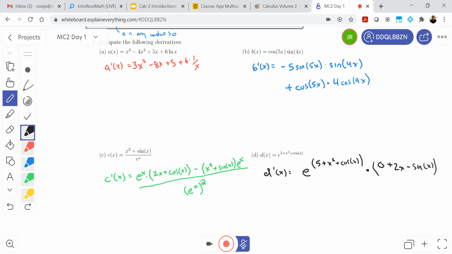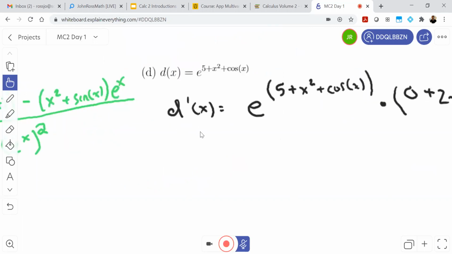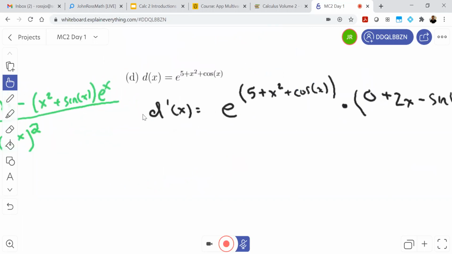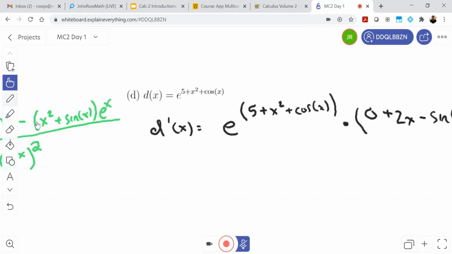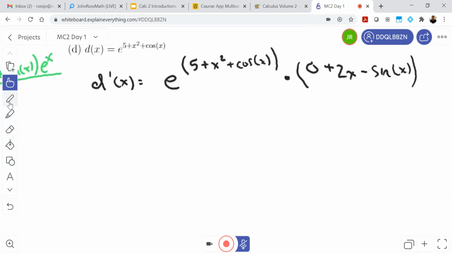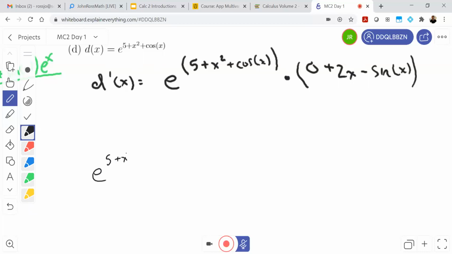And then D was also voted on. D is an application of the chain rule. So let's take a moment to talk about D as a chain rule problem. I'm going to zoom in nice and far, and then we'll talk about e to the 5 plus x squared plus cosine of x.